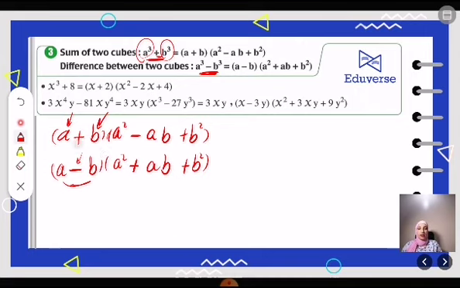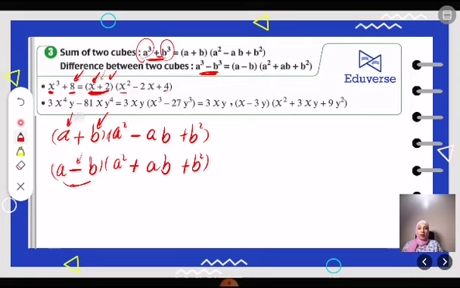For example, here we have x to the power 3 plus 8. How to factorize it? Cube root of the first is x. Cube root of the second, which is 8, is 2, with the same sign, which is positive. The next step, take the first to the power 2: x will be x to the power 2. 2 will be positive 4. In the middle, first times second with the opposite of the sign. It will be negative 2x.